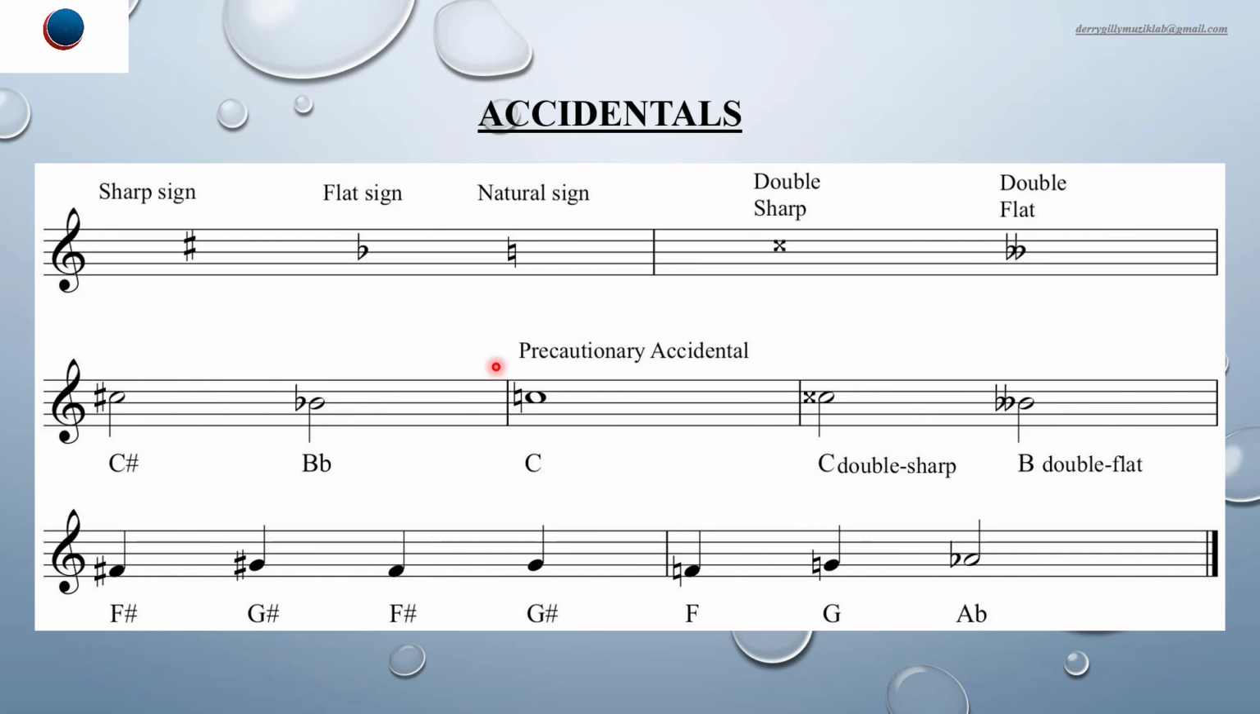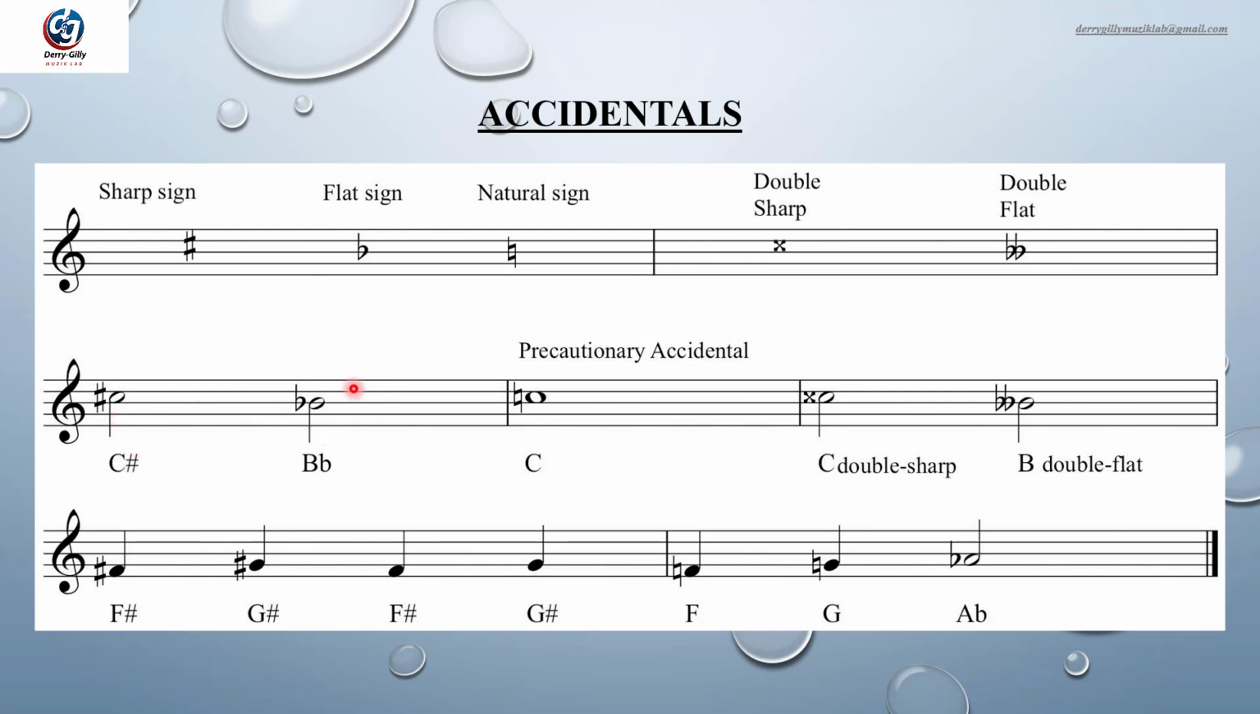Let's look at the precautionary accidental. We have already learned that the third line of the treble staff is B. Accidentals are never placed behind the note, but before it. So this is a pitch C, and an accidental has been placed on it, which is a sharp. When naming this one, I'm going to name it a C sharp, not a sharp C. So this is a C sharp.